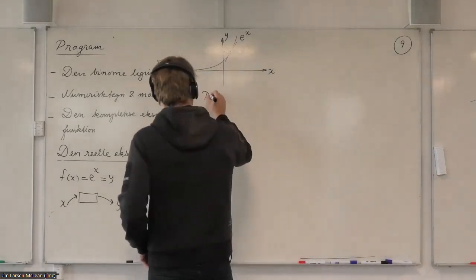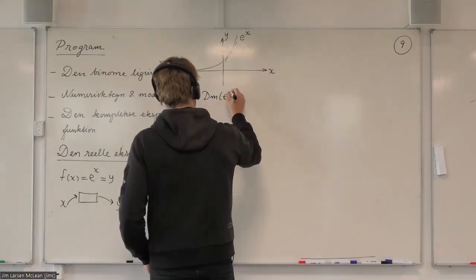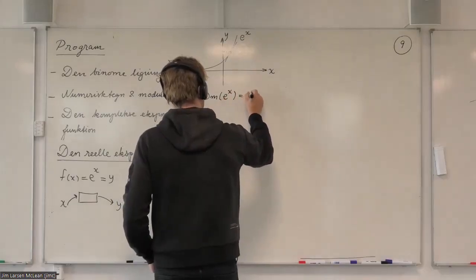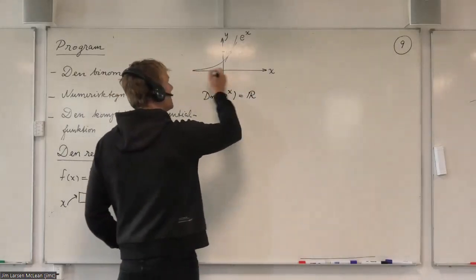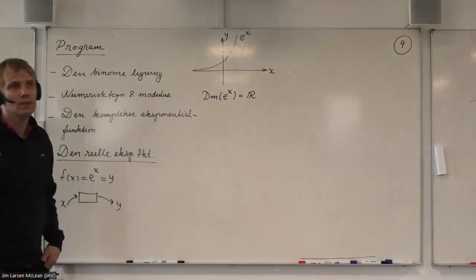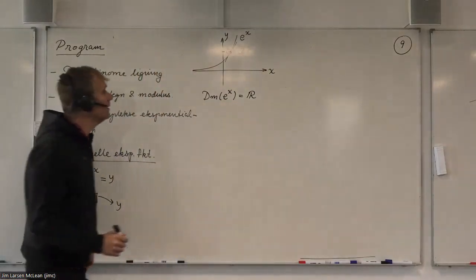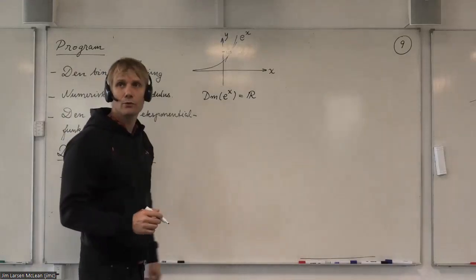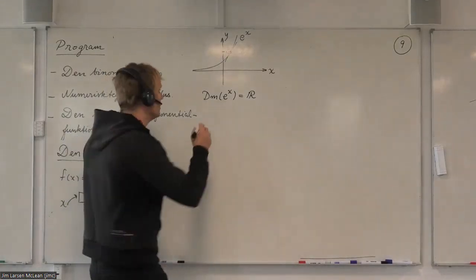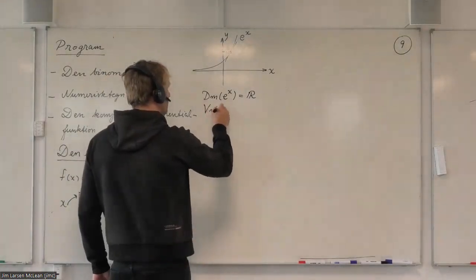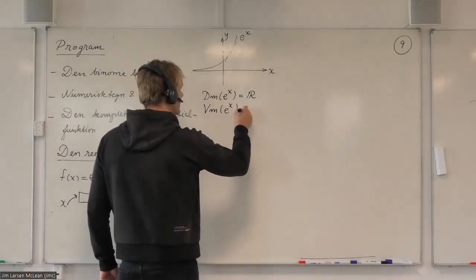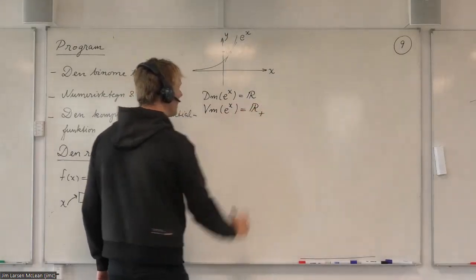And the domain for this function, the domain of x's, is all real numbers. You can see that any x can be used as input. All x's work. The y values that we can get out of the function are limited to only being positive. So that's why we have a range for e to the power of x. They are the positive real numbers.